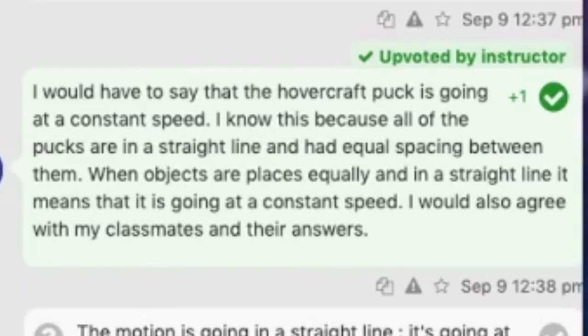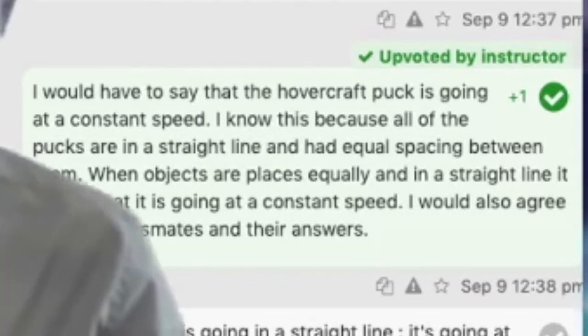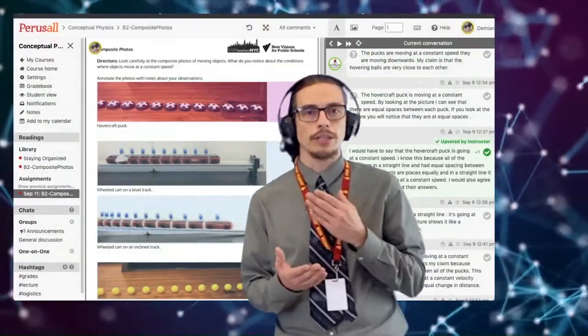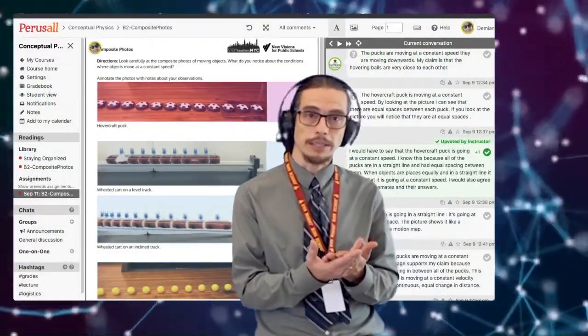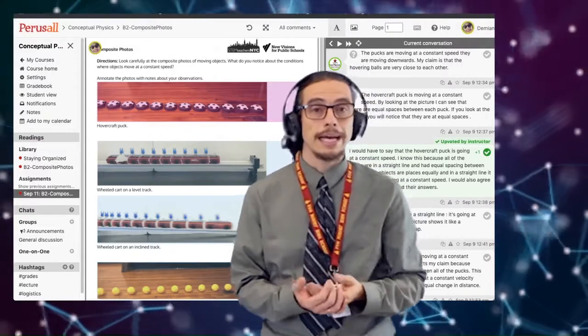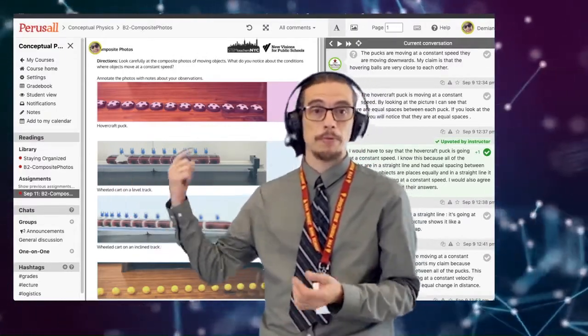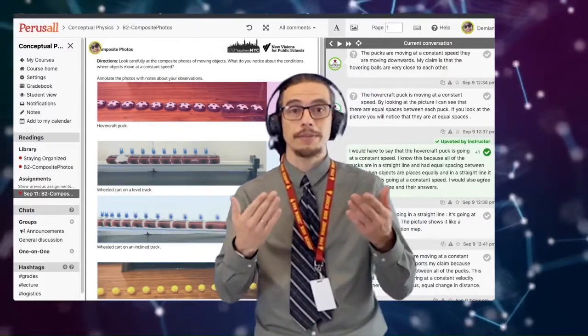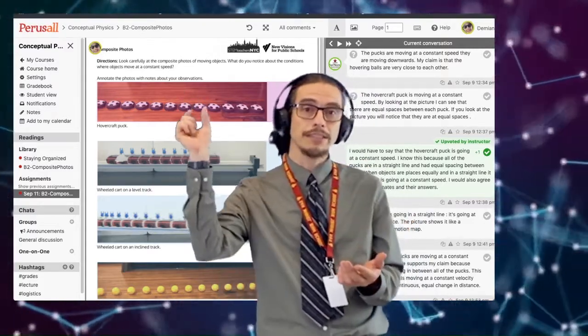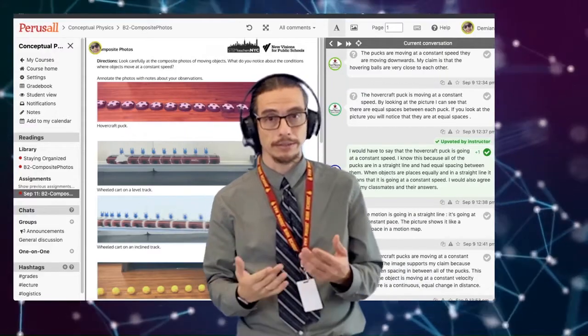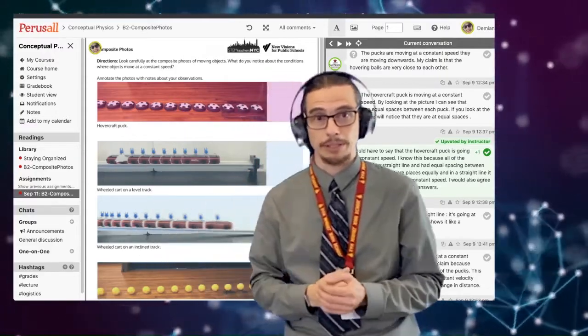Pretty cool. All right. And she agrees with a lot of other answers. So there you go. You see the claim. It's moving at a constant speed, actually constant velocity. And the evidence: the pictures are spaced out evenly. The reasoning: constant velocity means you're going a constant change in position every single time. And there you go, right? Picture shows that.